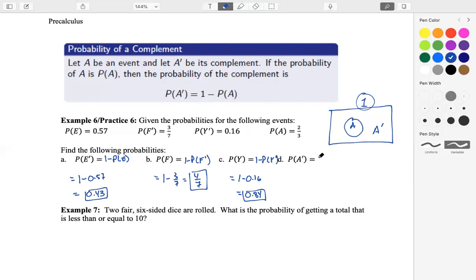And then the probability of the complement of A is going to equal 1 minus the probability of event A, which is equal to 1 minus 2/3, which equals 1/3.